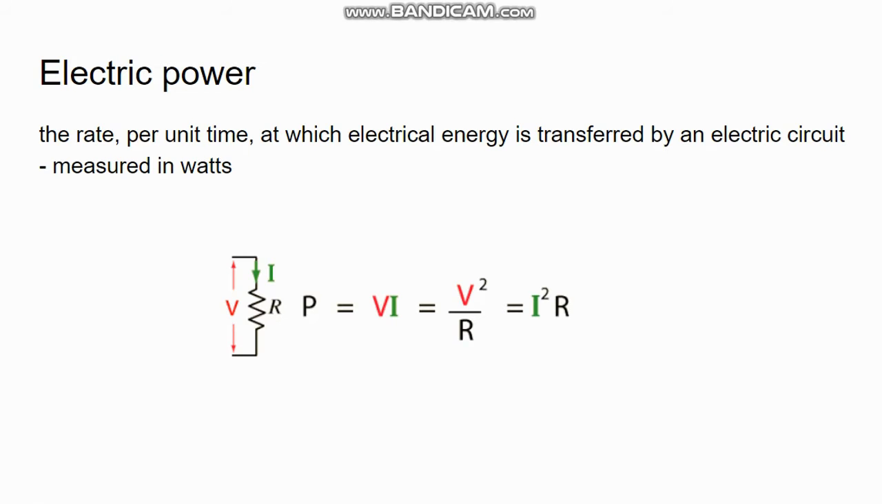Electric power is the rate per unit time at which electrical energy is transferred by an electric circuit, and it's measured in watts. And the equation can be written as power equals voltage times current, voltage squared over resistance, and current squared times the resistance.